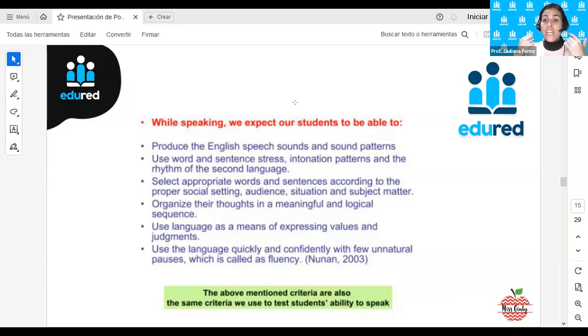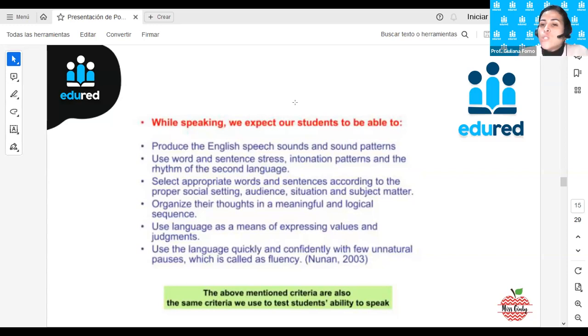And that's where we give the feedback. If some student comes and tells you, "Miss, I have 3 pencils." "Yes, honey, you have 3 pencils." And make them repeat the correct pronunciation. Also, select appropriate words and sentences according to the proper social setting, audience, situation, and subject matter.